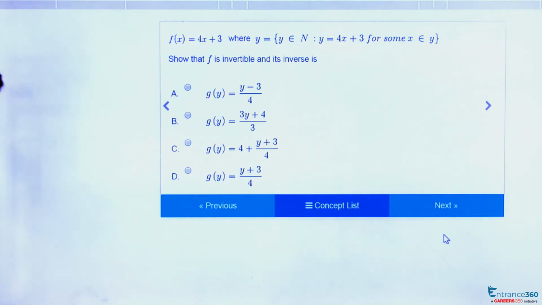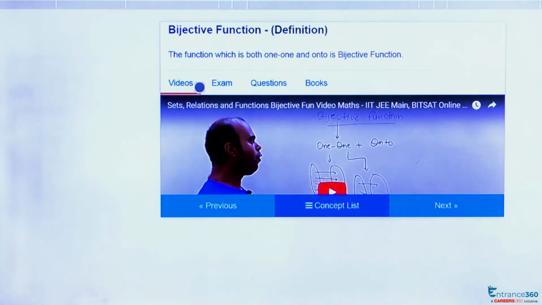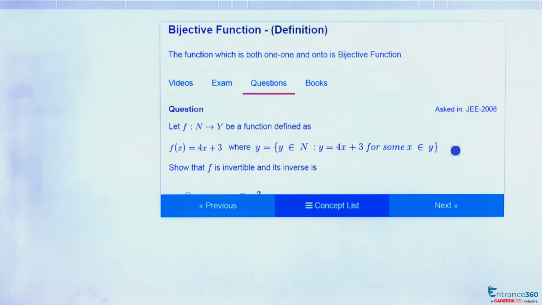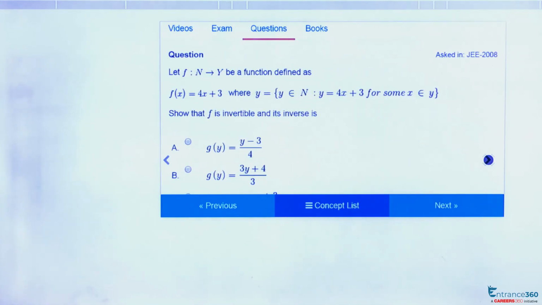If you want further knowledge on this concept, you can also watch our videos of 2 to 3 minutes, or you can refer to the book also. This concept is present in class 12 mathematics part 1, page number 8, line number 2. To brush up your knowledge, you can also do further questions on it by scrolling from here. These all are the questions on the given concept.